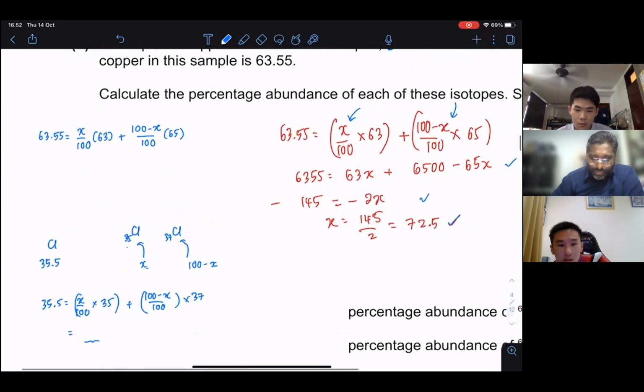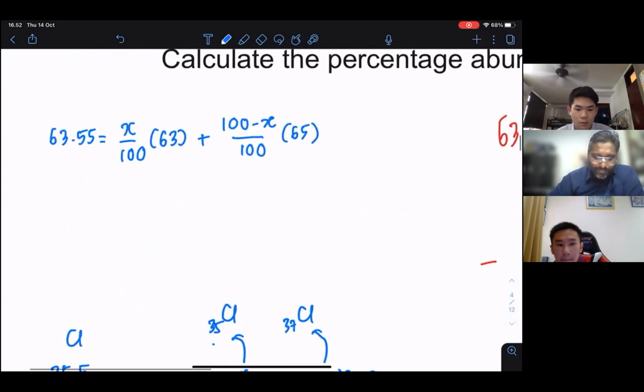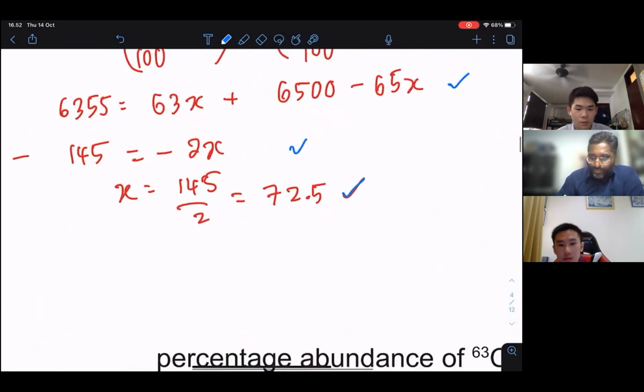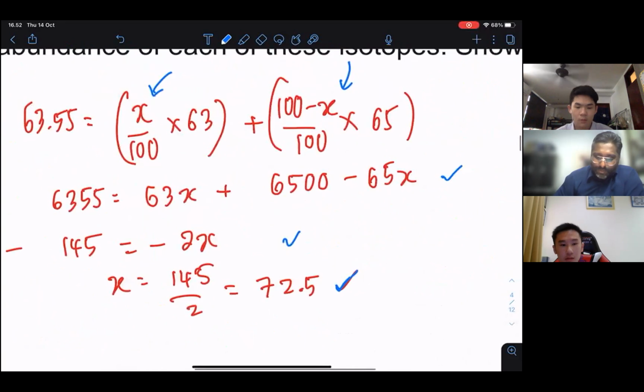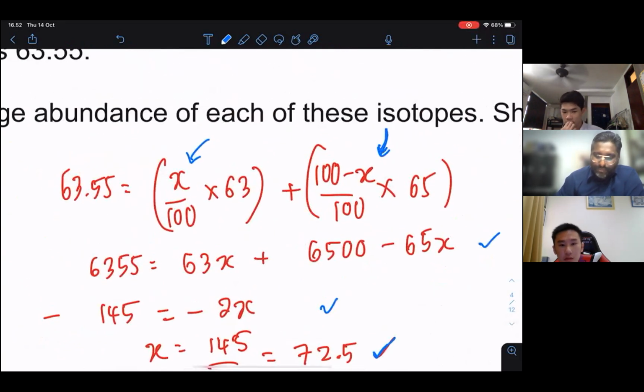If you go to the other one, it's still the same concept. I just use the same concept. You just find the X. That's it, and then you get 72.5. For the other one, you just need to do 100 minus X, so you can find out for that 65. Quite simple.